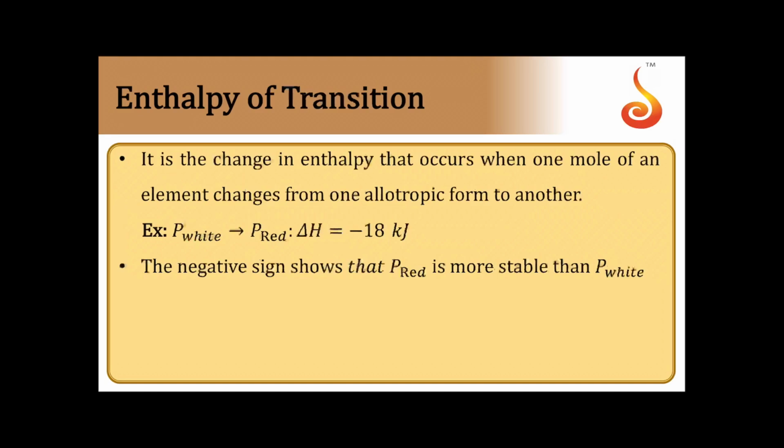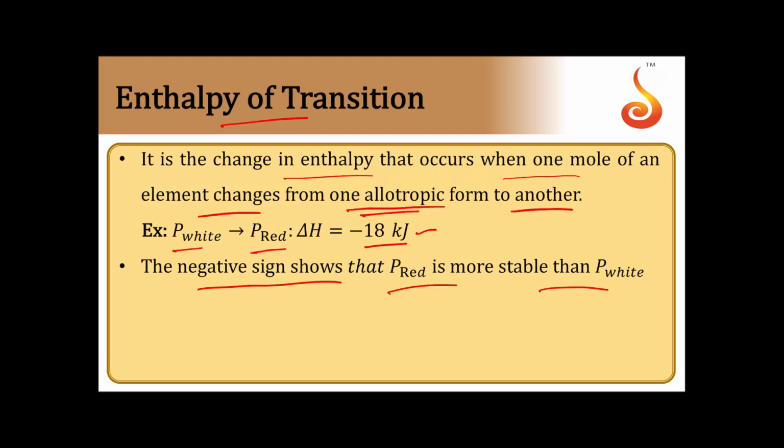Then comes enthalpy of transition. It is the change in enthalpy that occurs when 1 mole of an element changes from one allotropic form to another allotropic form. Say, for example, white phosphorus changing into red phosphorus, delta H is equal to, say, minus 18 kilojoules. This value is the amount of enthalpy change involved when 1 mole of phosphorus changes from the white to the red allotropic form. And a negative sign shows that red phosphorus is more stable.